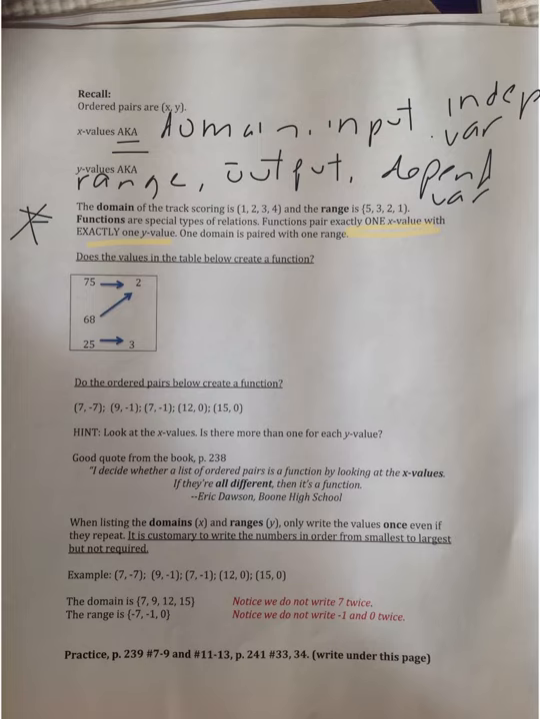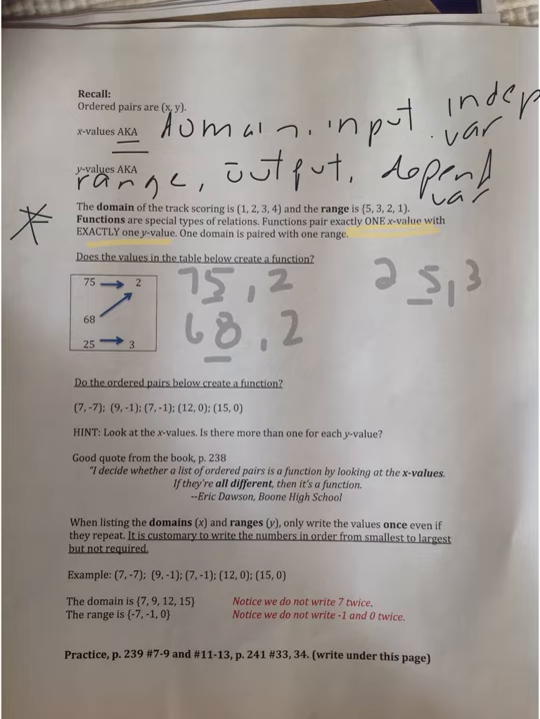Do the values in the table below create a function? Sometimes these mapping diagrams can be kind of hard to look at, so I'm going to write them out. 75 is getting paired with 2, and 68 is getting paired with 2, and 25 is getting paired with 3. So is this a function? Yes, because the X value does not repeat at all.